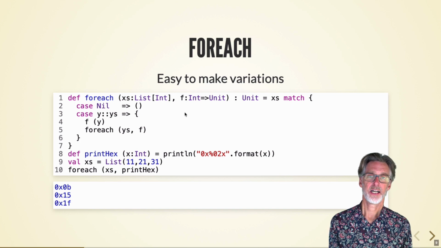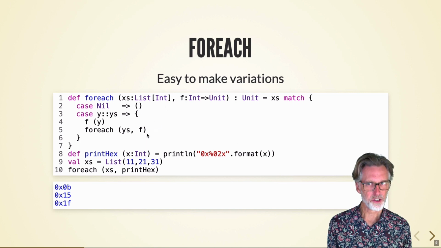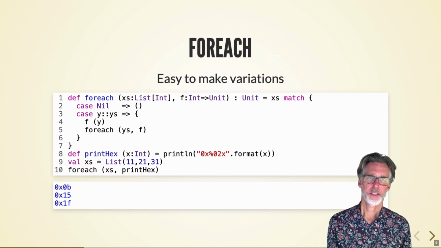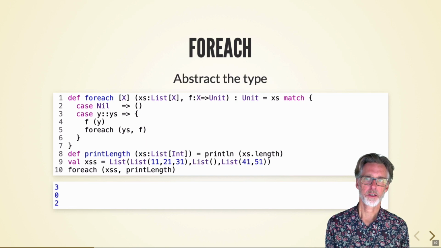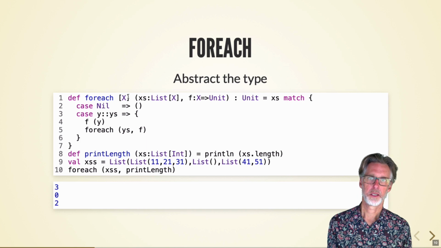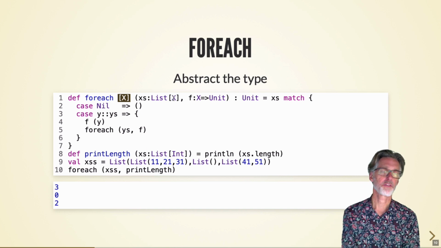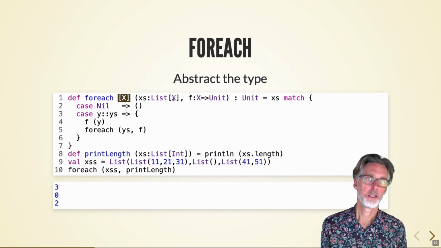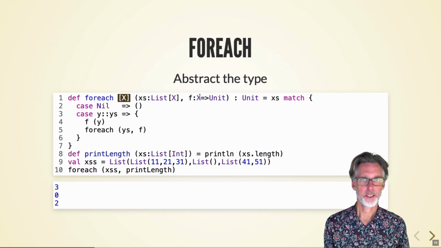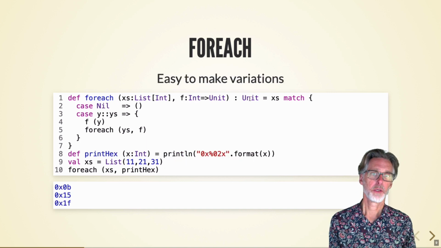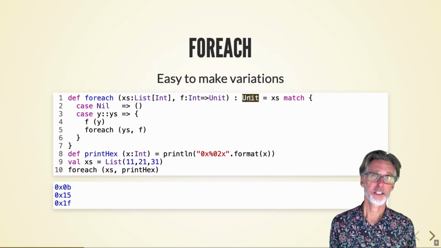That's great. But in this form, I can't actually use this to deal with a list of lists. So in order to accomplish that, I need to do something called type abstraction. And in Scala, we write this by square bracket x, and we denote the list as being of type x, where x is a variable. And then the function type here, rather than taking integers, is going to take x.